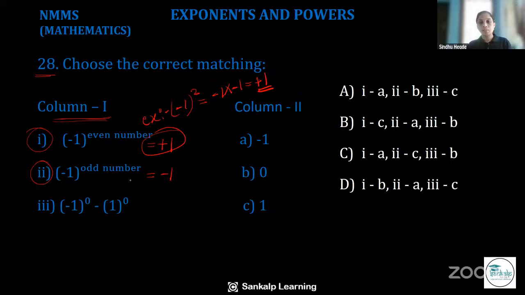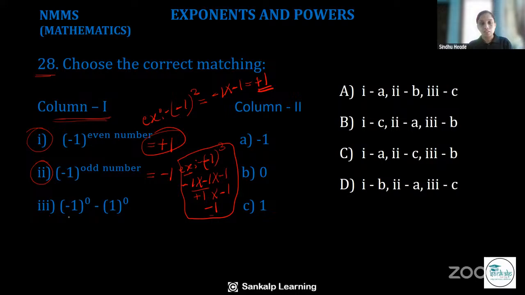Second one, minus 1 raised to odd number, it is always negative 1. Example, minus 1 raised to 3. 3 is odd number, so minus 1 should be multiplied 3 times. Minus 1, minus 1, minus 1. Minus 1 into minus 1 is plus 1, into minus 1. So plus 1 into minus 1 is minus 1 only. This is what we get. Minus 1 raised to odd number is always minus 1.